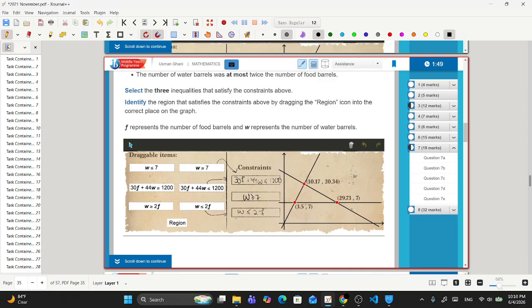Interesting. Oh, I see. So here it says W should be, let's start from this one. W should be lesser than or equal to 2F. Lesser than or equal to 2F means that, for example, let's say F is 3.5, W should be lesser than or equal to 2 times 3.5. So it would be the region above this line. So this region cannot be considered.